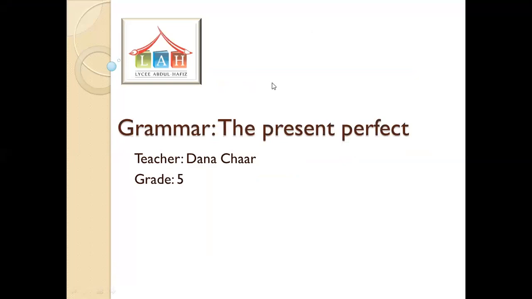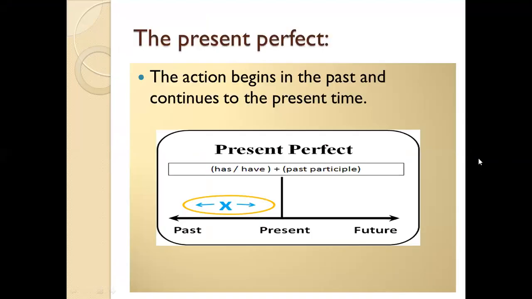Today, we're going to continue our lesson, which is about the present perfect. Let's remember the meaning of the present perfect. The present perfect is used to talk about actions or states that occurred or happened at an indefinite time in the past. And don't forget that the action begins in the past and continues to the present time.